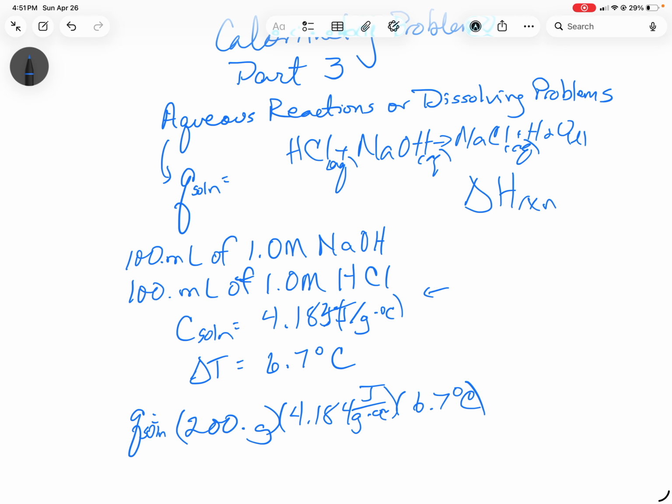I've got to figure out how much heat was absorbed by that solution. 200 times 4.184 times 6.7 gives 5607. I know I don't get 4 sig figs; I'm really only going to get 2 at the end. 5,607 joules of heat were absorbed by the water.